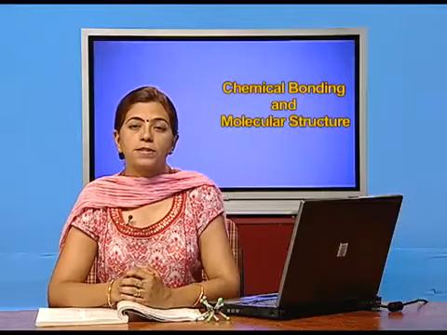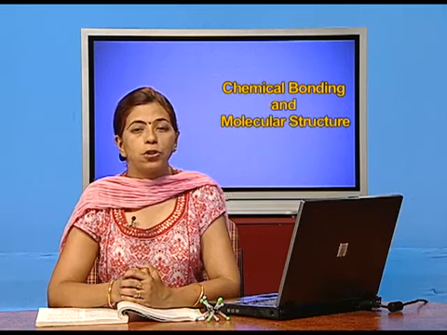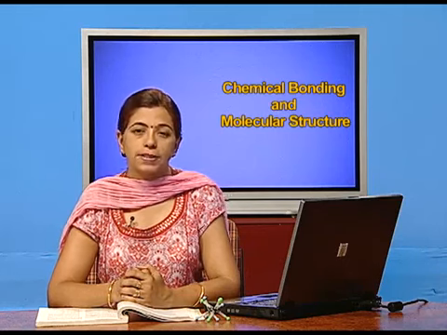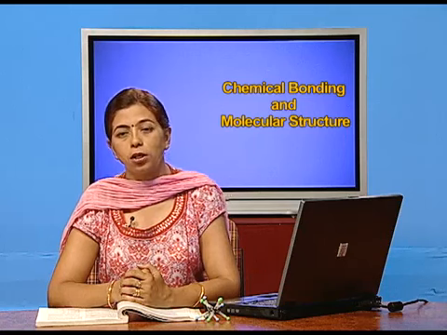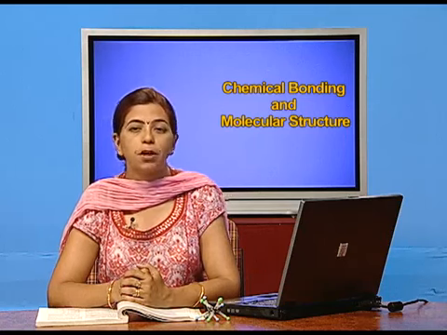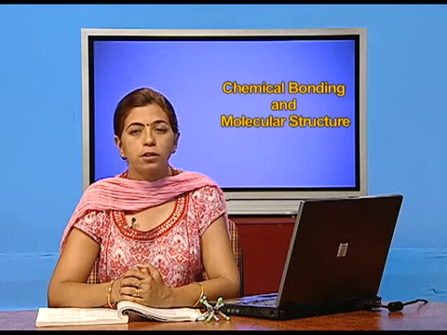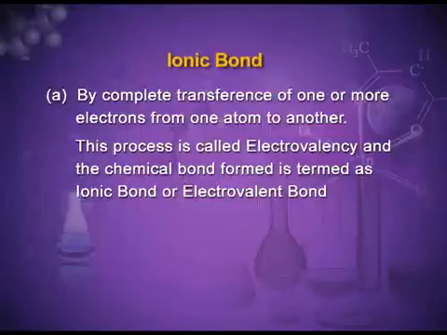There are many theories given regarding the bonding of atoms. For example, the valence bond theory, the molecular orbital theory, the valence shell electron pair repulsion theory, and the Kossel-Lewis approach. Normally, there are two types of bonds, the ionic or electrovalent bond and the covalent bond. Ionic bond and covalent bond we will discuss now.